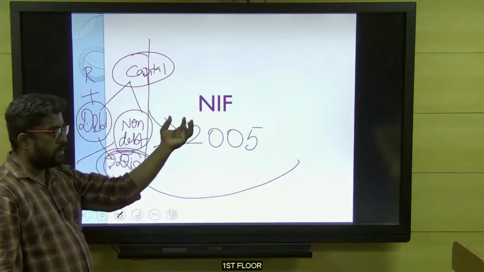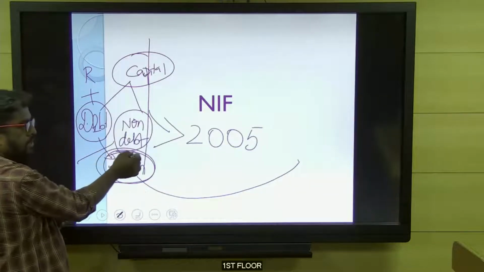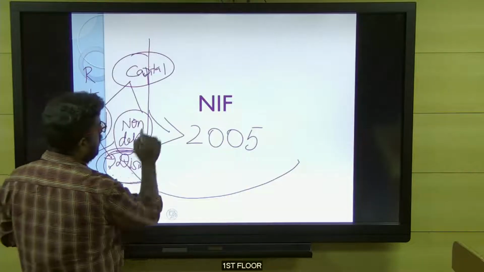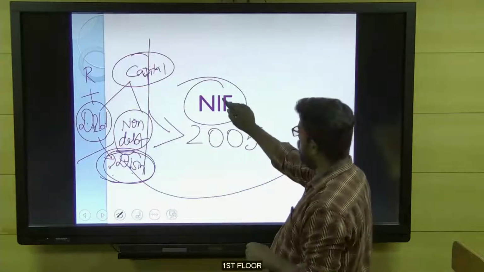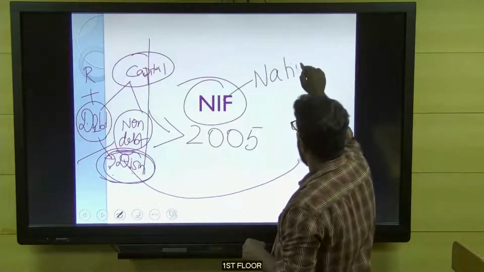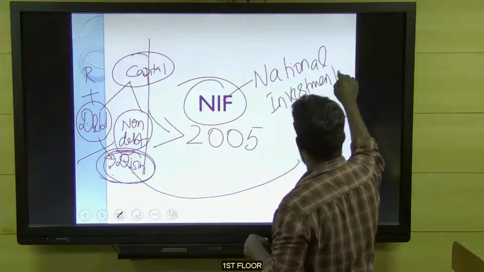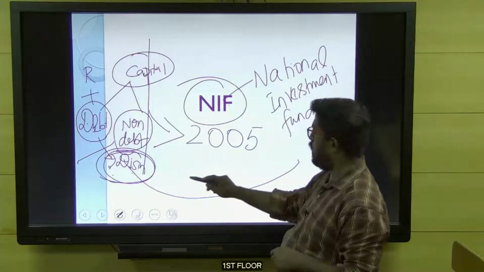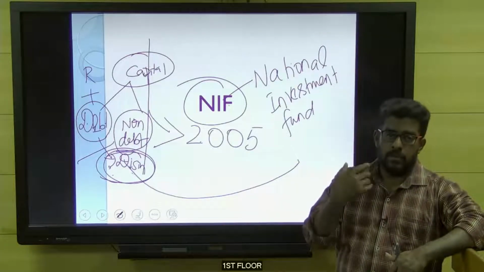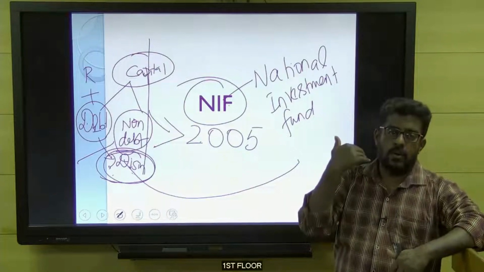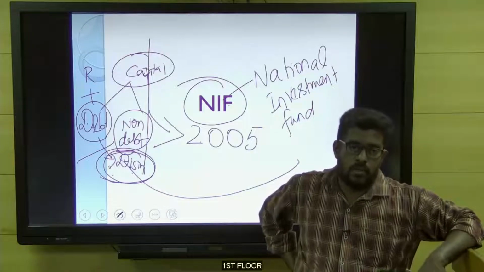National Investment Fund. What is the National Investment Fund? It is the account where the disinvestment proceeds, which are categorized as non-debt capital receipts, get credited. So the expansion for NIF is National Investment Fund. The fund was created in 2005. The purpose is that whenever you generate money out of disinvestment, the proceeds get credited into this account. That's all. This account is known as NIF.